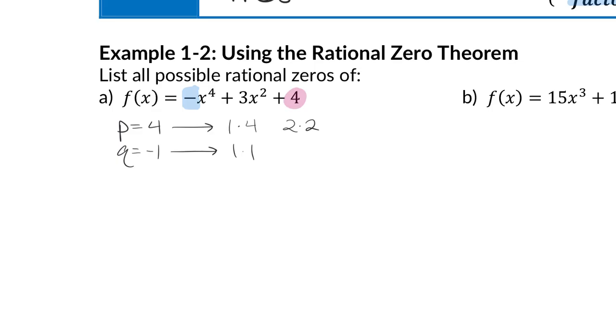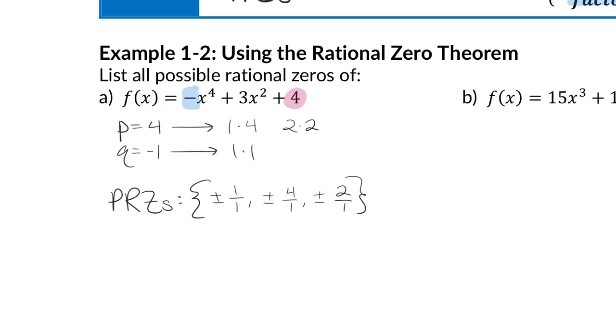When we're making our list of potential rational zeros, what we're going to do is make a combination of every number on the top, p, divided by every number on the bottom, factors of q. Meaning, and this one is easy because the only q value I should use is 1, I will have in my list plus or minus 1 over 1, plus or minus 4 over 1, and plus or minus 2 over 1.